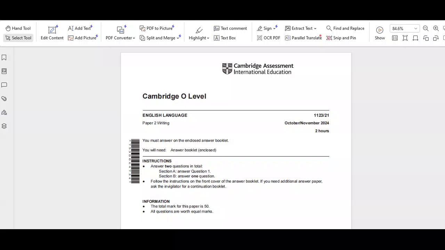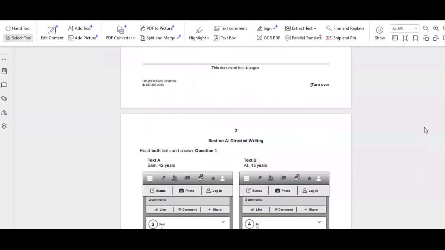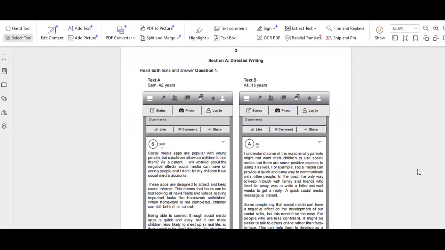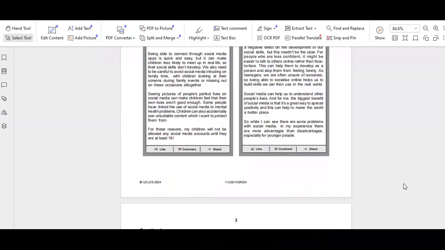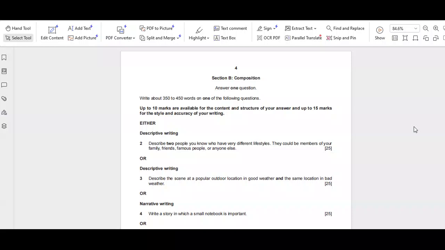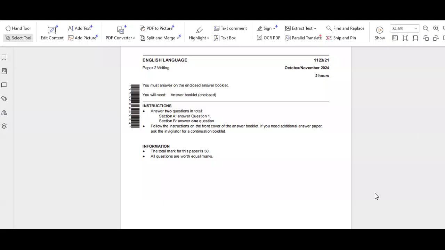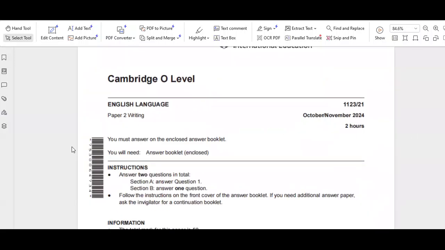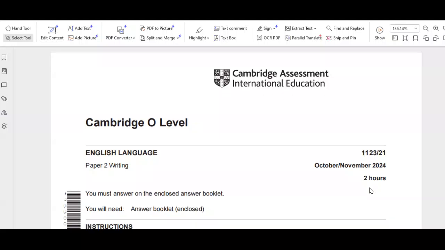So let's begin. As far as the overall structure of this paper is concerned, we are well aware that we would be given two specific sections. Section A, which is known as the directed writing section, and Section B, known as the composition. We are supposed to attempt both of the sections, but not all the questions which have been given. So let's discuss in detail, one by one, what the do's and don'ts and the requirements of Section A, directed writing, are, how we are going to attempt it, and how the questions are structured.